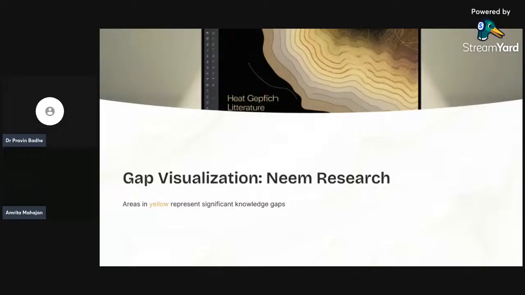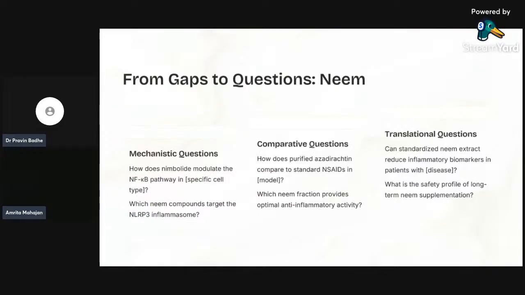So the areas in yellow represent significant knowledge gaps. From that yellow statement that I have just stated, this will give a deep visualization of the research gap that you were trying to find out in that particular article. Then comes the part from gaps to questions.